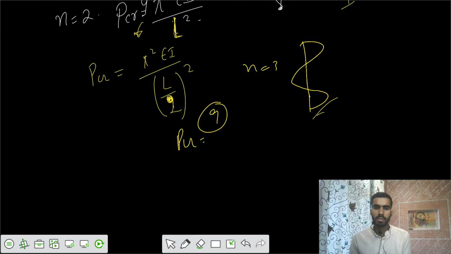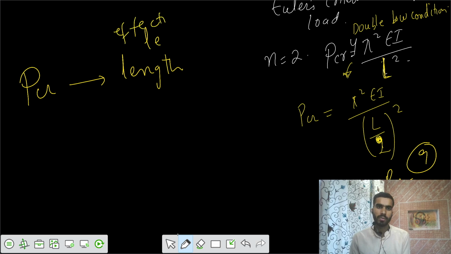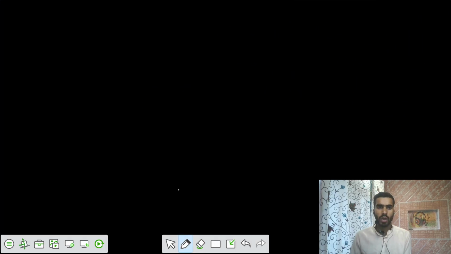So that means there is some connection between the critical load and the length, which we call the effective length, L_E. So what's actually L_E? Let's study that. Take a few examples. You have a simply supported beam.